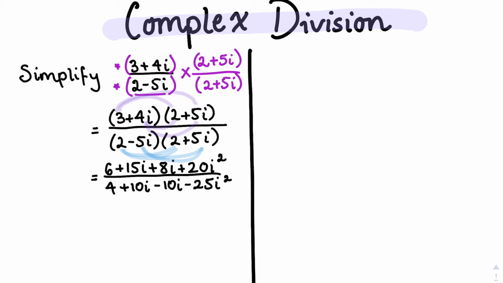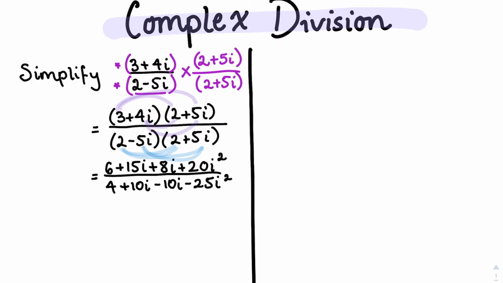Let's now collect our like terms and simplify. Whilst we're simplifying, we need to recall that i squared is equal to -1. In simplifying our numerator, we have 15i plus 8i. That's going to give us 23i. And then, of course, we need to add on our 20 multiplied by -1. As we know, i squared is equal to -1.